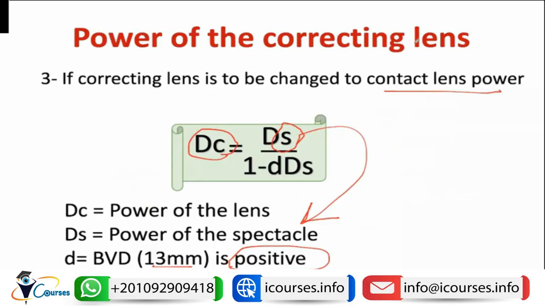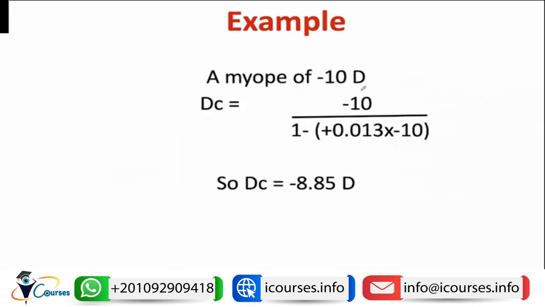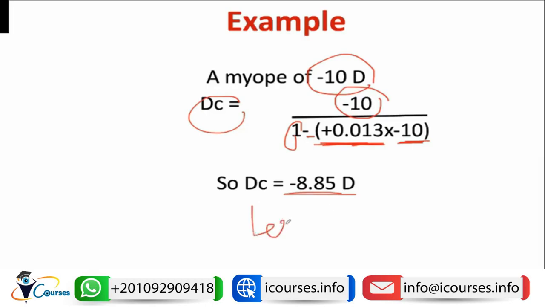So when we are using the power of the correcting lens, we have this formula to calculate. If we have a myopia of minus 10 diopters, then the power of the correcting contact lens will be minus 10 diopters divided by 1 minus the positive value of the back vertex distance multiplied by the power of the correcting spectacle, which is minus 10. So the net result of this formula will be minus 8.85, which is less than the actual power.